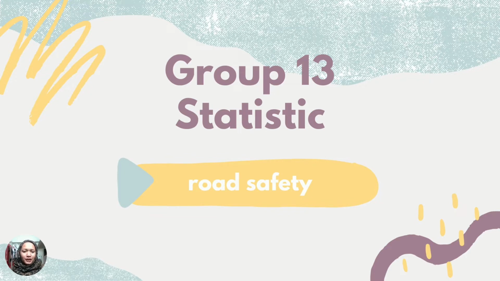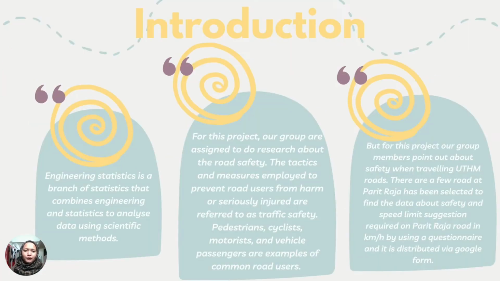For today, my group is going to explain about road safety in utilization roads for Statistic. For the introduction, Statistic is a branch that combines engineering and statistics to analyze data using scientific methods. For this project, our group is assigned to do research about road safety. The tactics and measures employed to prevent road users from harm and serious injury are referred to as traffic safety. Pedestrians, cyclists, motorists, and vehicle passengers are examples of common road users. For this project, our group members point out road safety when traveling on utilization roads.